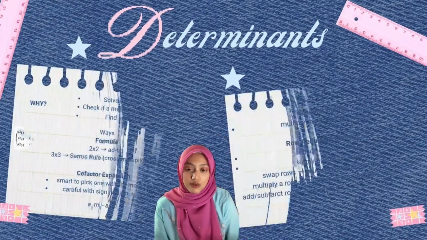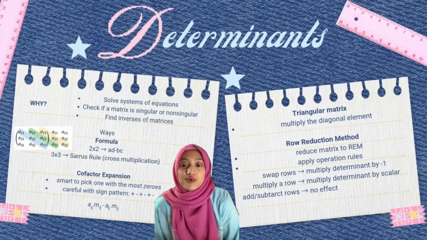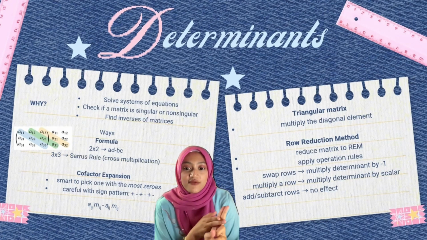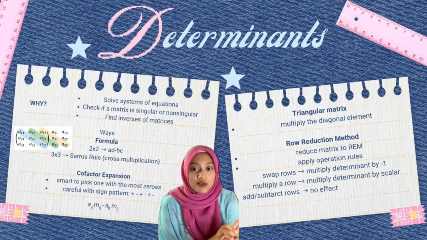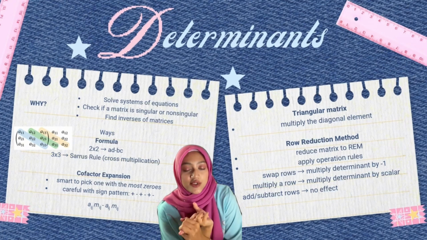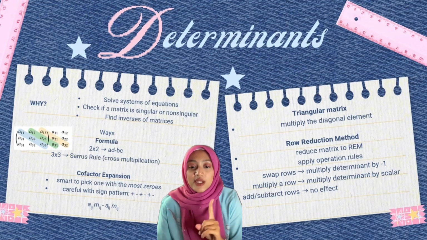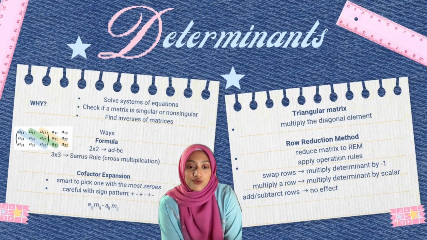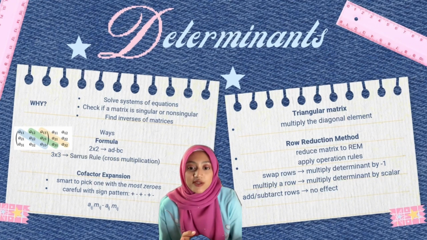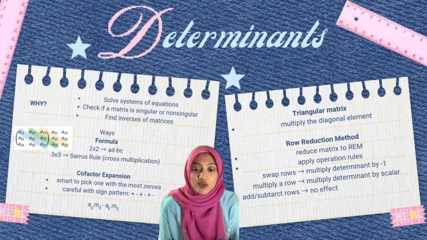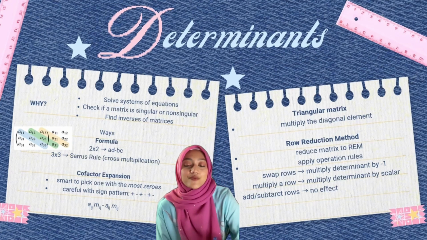And lastly, let's look at determinants. We use determinants to solve systems of linear equations, to check if a matrix is singular or non-singular, and to find inverses of matrices. There are many ways to find determinants. The first one is the formula. For a 2 times 2 matrix, we can use this basic formula, which is AD minus BC. And for a 3 times 3 matrix, we can use Sarrus's rule, also known as cross multiplication.